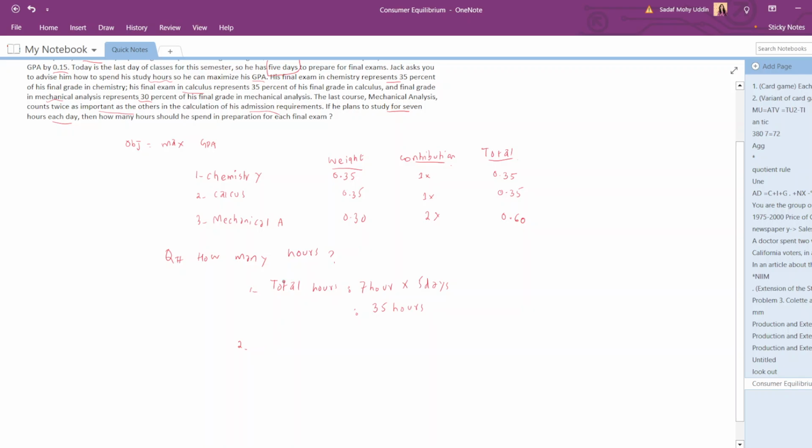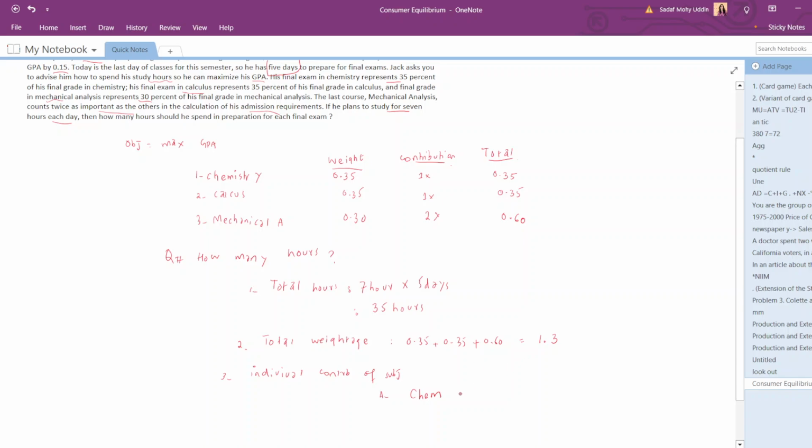And now the second part here is to find the total weightage. Total weightage here is 0.35, 0.35, 0.60. When I add them together, that will give me 1.3 as our total weightage. Now the third step here would be to find the individual time spent on the contribution of subjects. Let's start with chemistry.